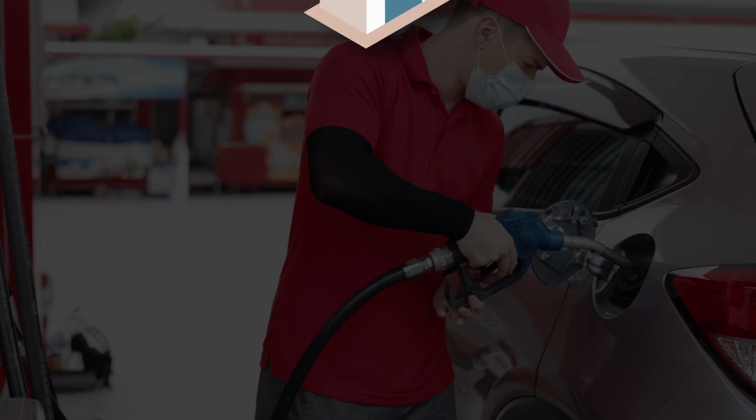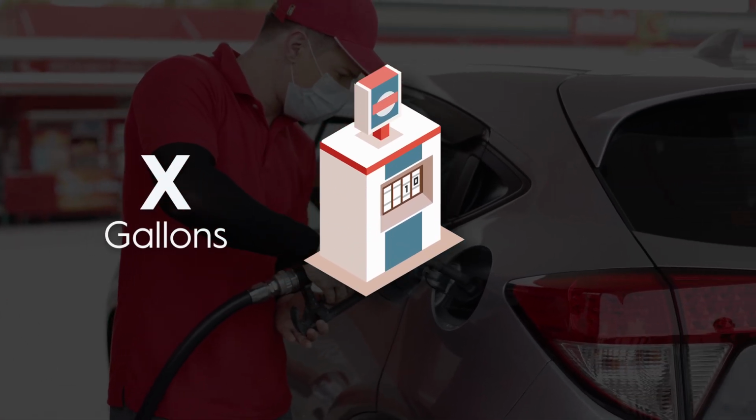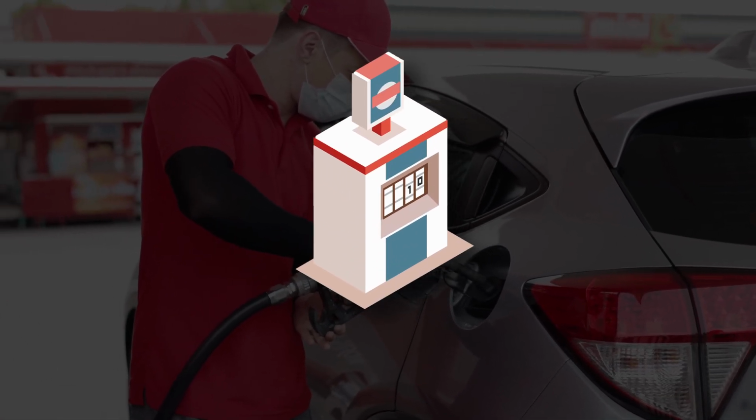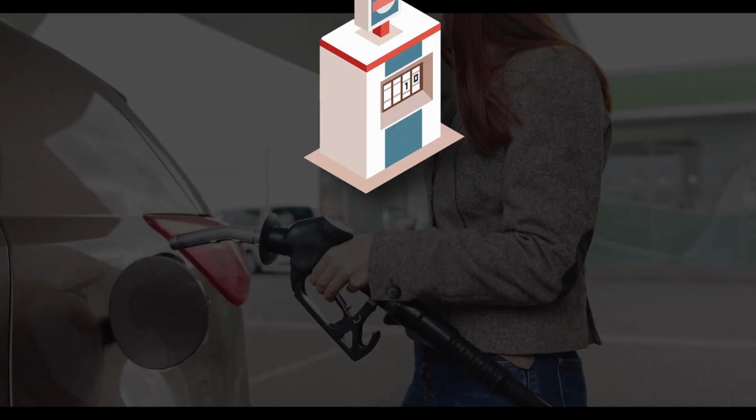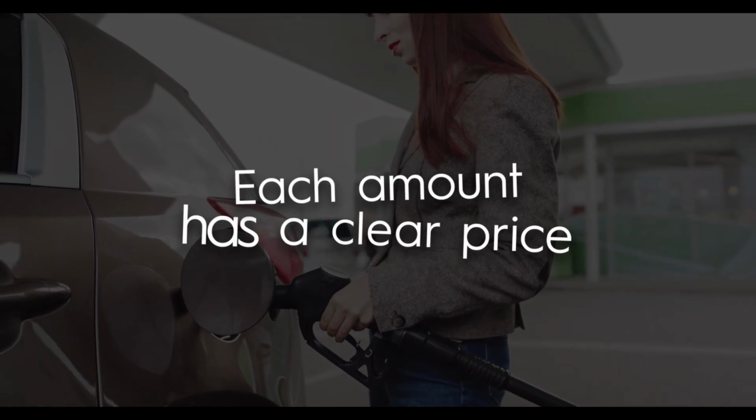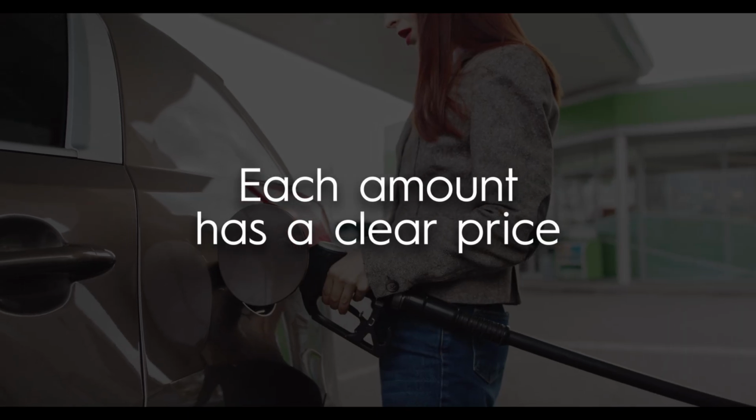Here's a real-life example. At the pump, gallons are your input x. Multiply by the price per gallon and voila, the cost y. Different cars may buy 5 or 15 gallons, but each amount maps to one clear price.